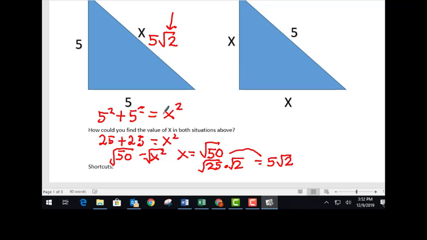Okay, so let's see, do we do anything different in this scenario? Let's try that one now. So this is scenario 1.